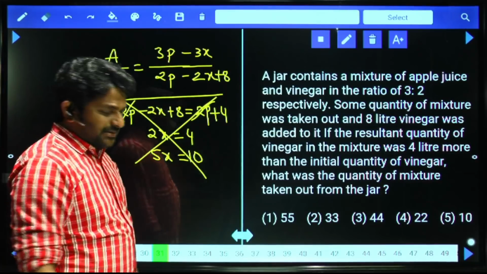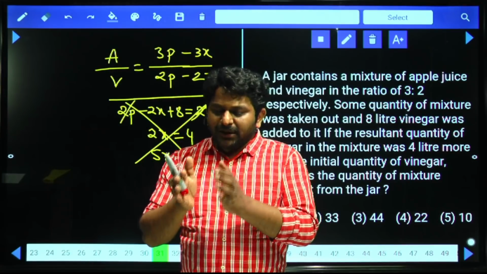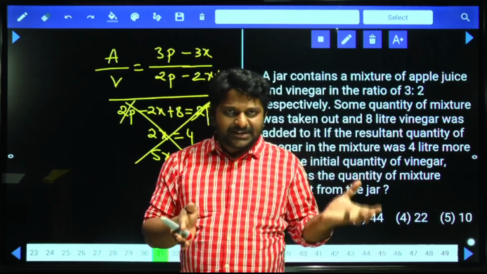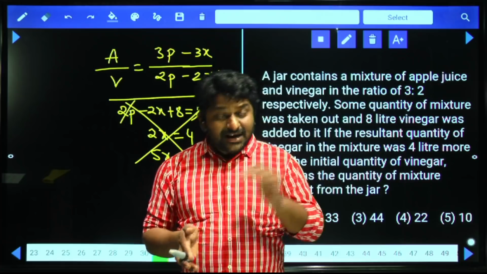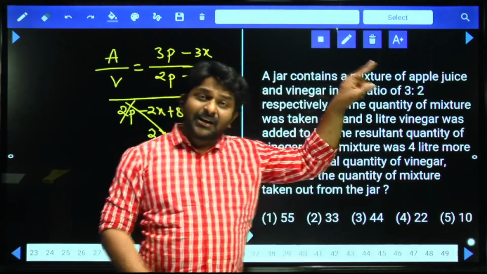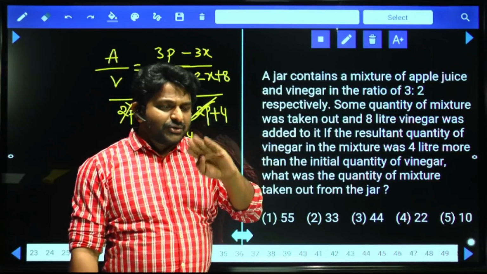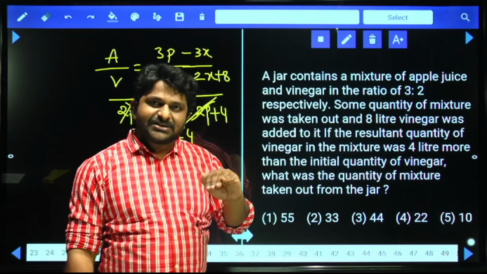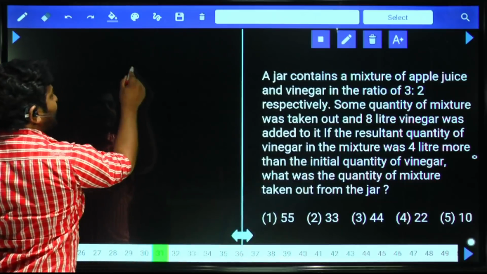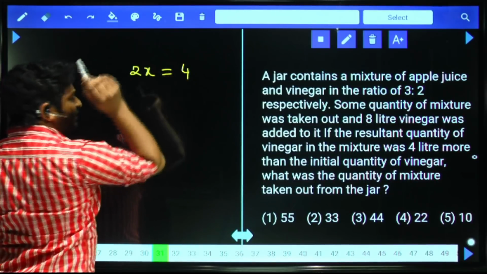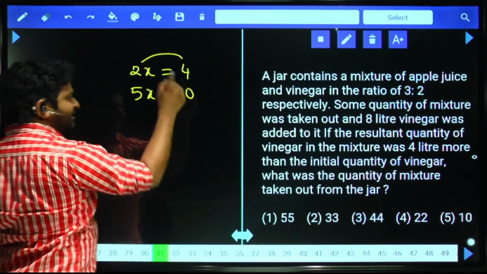We can eliminate this, because I am talking only about the initial quantity of vinegar. Some quantity is taken out, and then we are adding 8 liters. After adding, the final quantity we get is 4 liters extra compared to the original vinegar quantity. So after taking out some quantity and adding 8 liters, the final is 4 more, which means the quantity taken out is 4 liters. We assumed the quantity taken out from vinegar is 2x. When that is equal to 4 liters, total quantity taken out is 5x, 2 times 5, 10 liters. Direct answer.